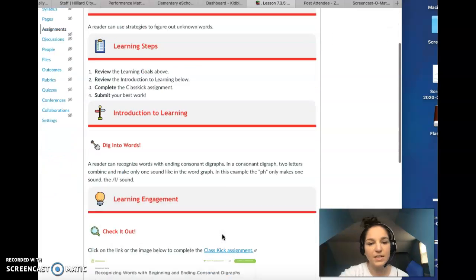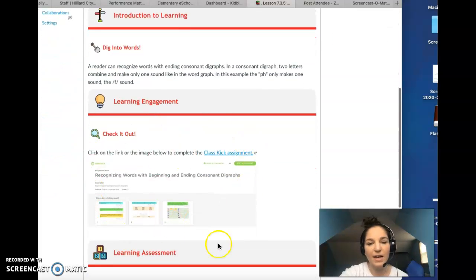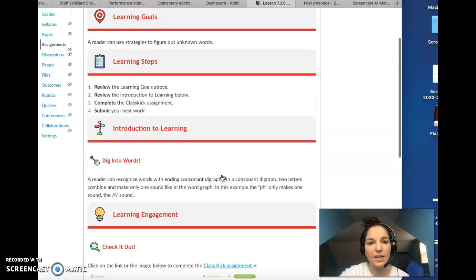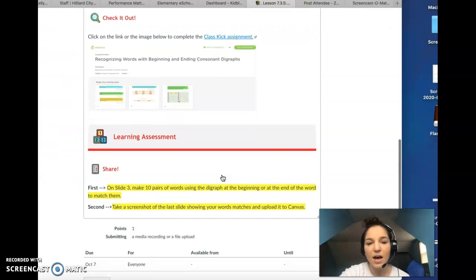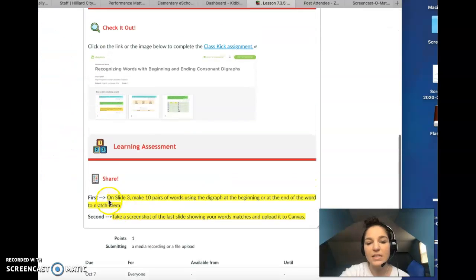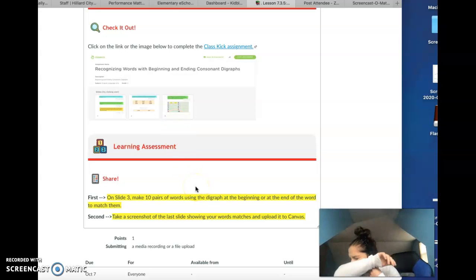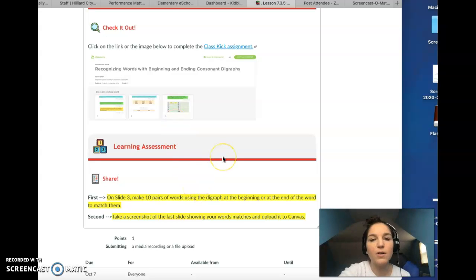Okay, for word study today, you have a class kick assignment. Please click on the class kick assignment about beginning and ending consonant digraphs. And you are on slide 3. Make 10 pairs of words using the digraph at the beginning or at the end of the word to match them. You are going to complete the class kick, but you are not turning anything in.